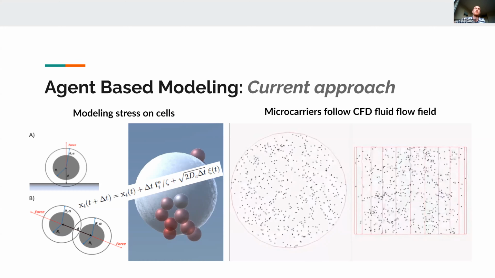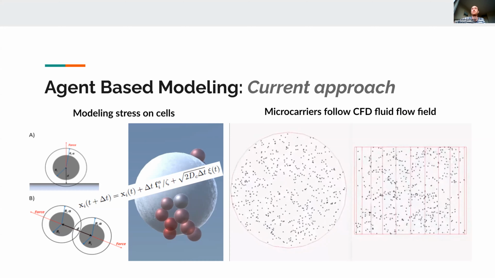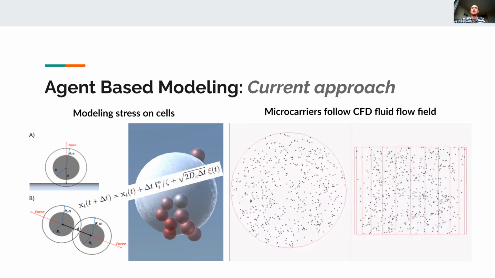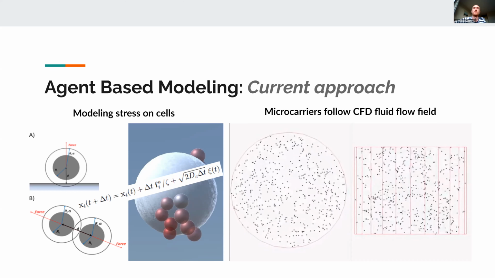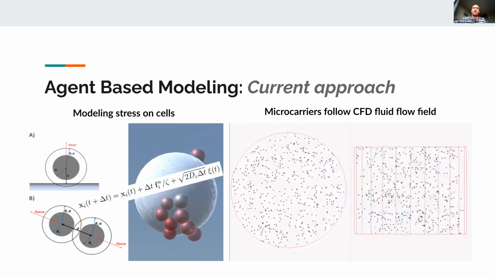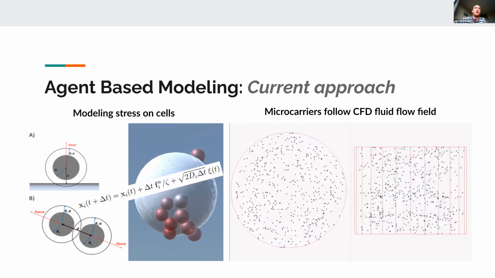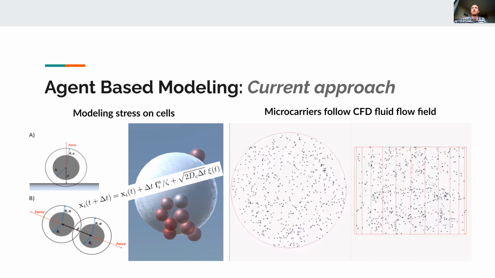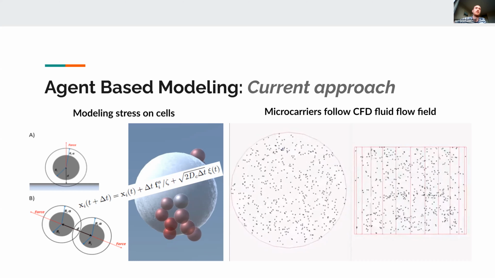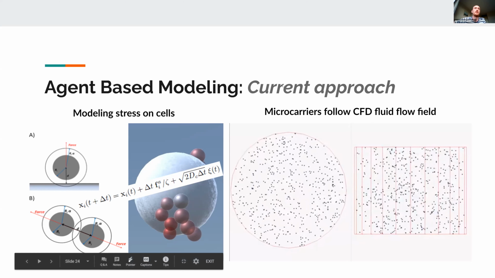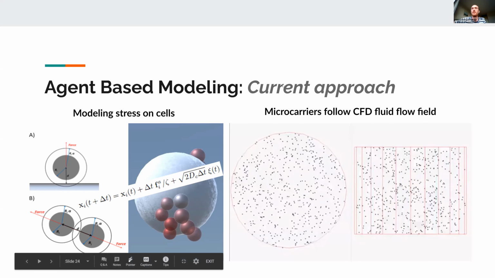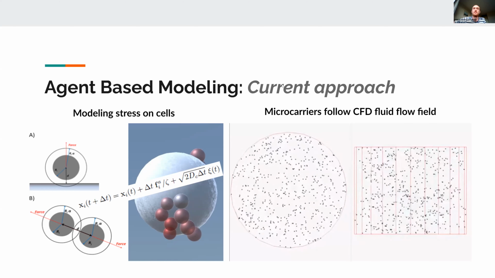So we took the fluid flow field from JiaJia's CFD simulation, and we put all of these little microcarriers with cells on them in this fluid flow, and let this run for some time. And you can see the result of that in the video. So next slide, please.